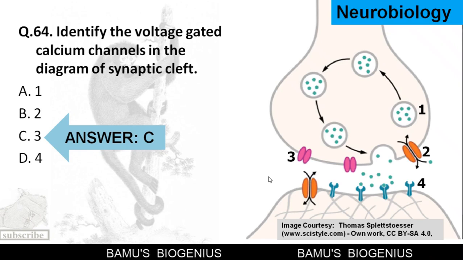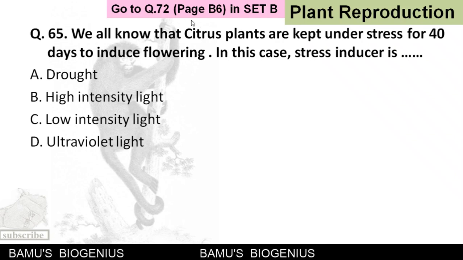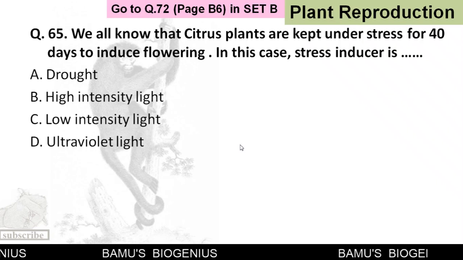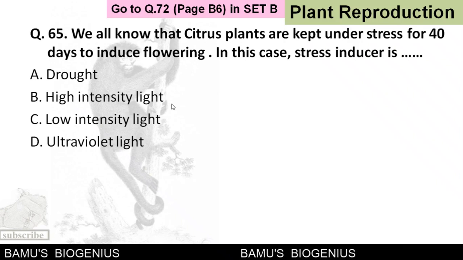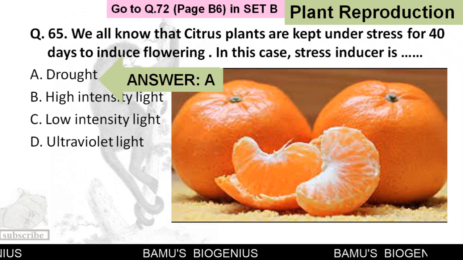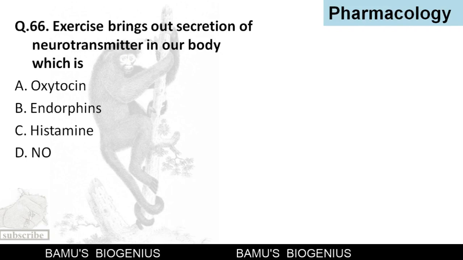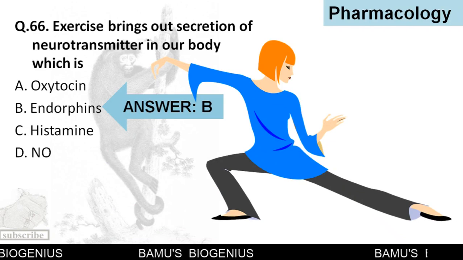Then question number 65. In set A, question number 65 is there. In set B, this question is question number 72. We all know that citrus plants are kept under stress for 40 days to induce flowering. In this case, the stress inducer is drought, high density, high intensity light, low intensity light, or ultraviolet light. Answer is drought. Answer is A. Then question number 66, exercise brings out secretion of a neurotransmitter in our body, which is oxytocin, endorphin, histamine, or NO. The answer is endorphins. Answer is B.